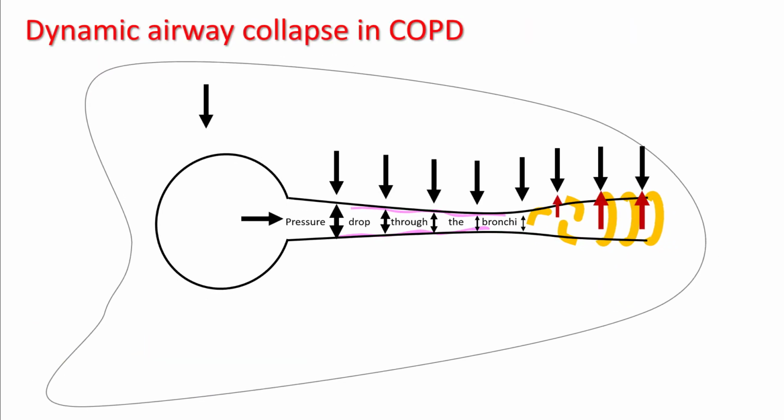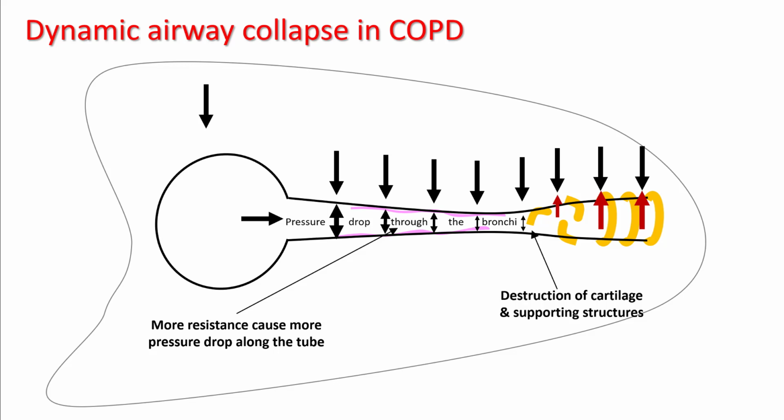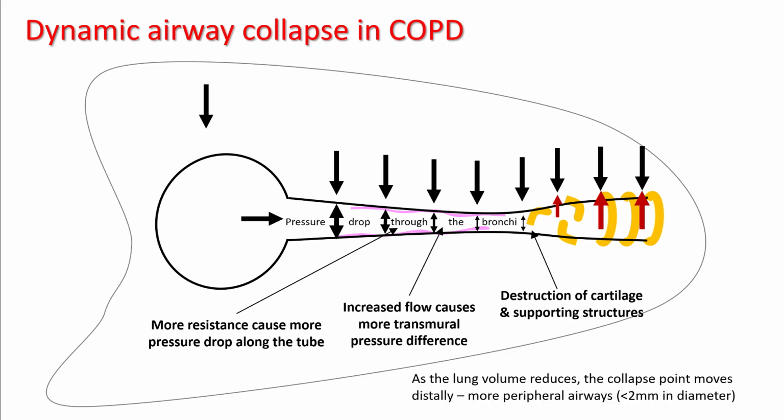In COPD, this can happen much earlier because COPD patients have destruction of cartilage and supporting structure. There is more resistance, which causes a more rapid air pressure drop, and increased flow through the narrow passages causes more transmural pressure difference. So COPD patients are very prone to airway collapse.